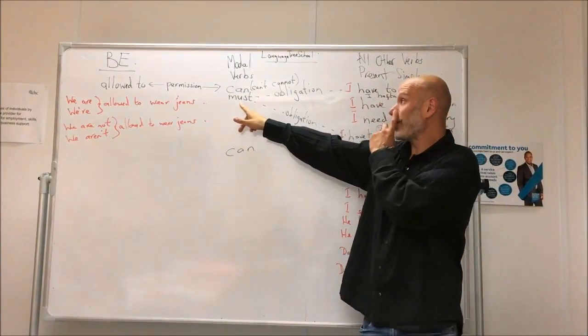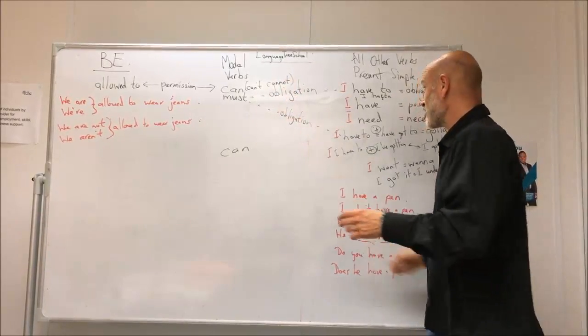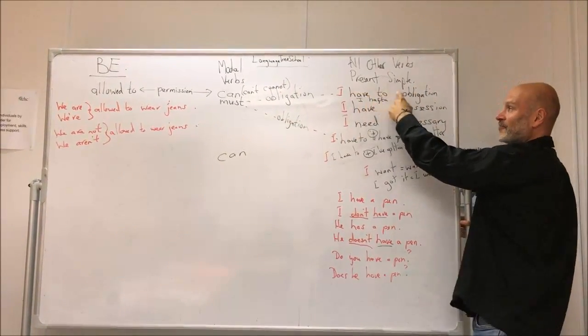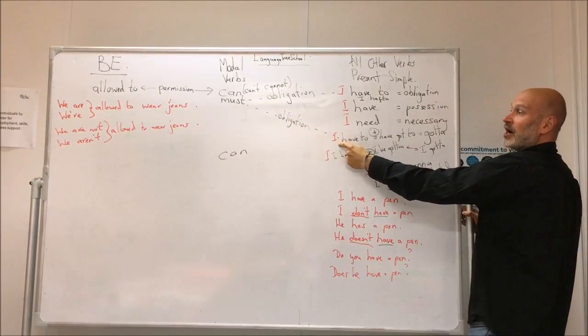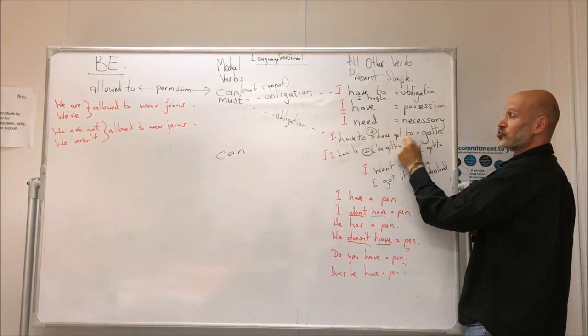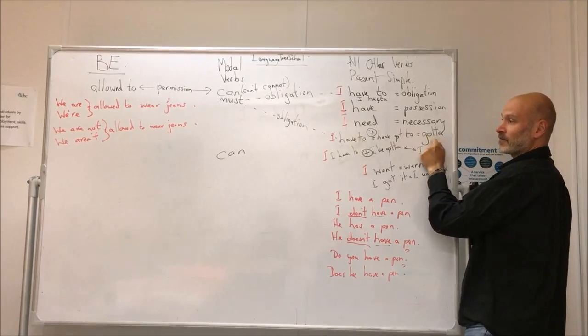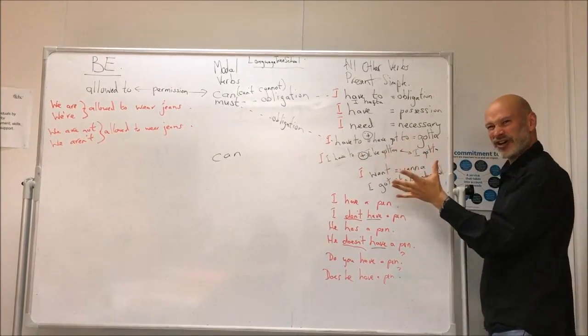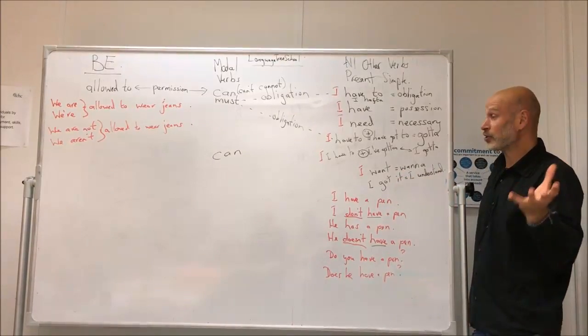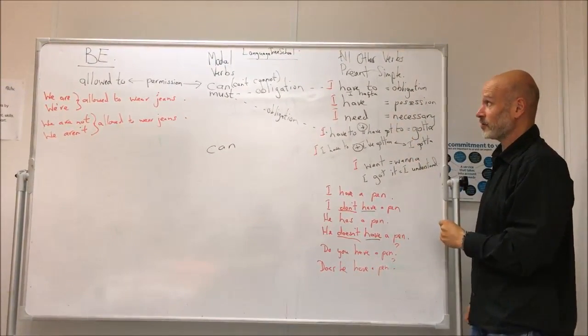Must as a modal verb is to do with obligation. So must equals have to, or I have to. Must can also mean I've got to or I've gotta. I have to or I've gotta or I gotta. It's not nice English, but it's very, very common, so it's important for you to learn.